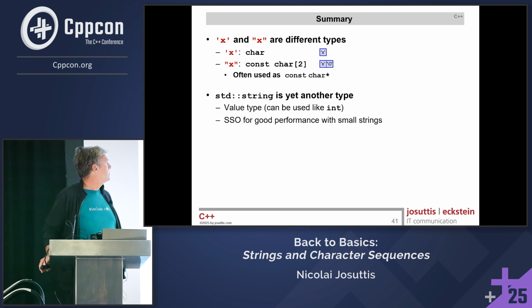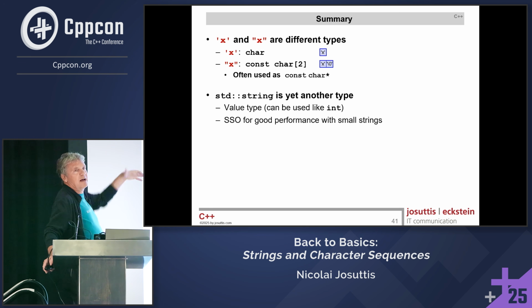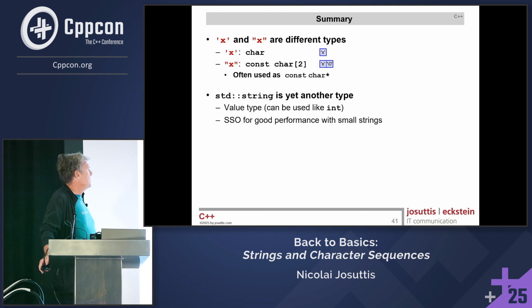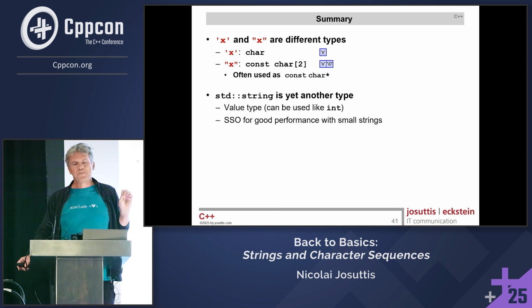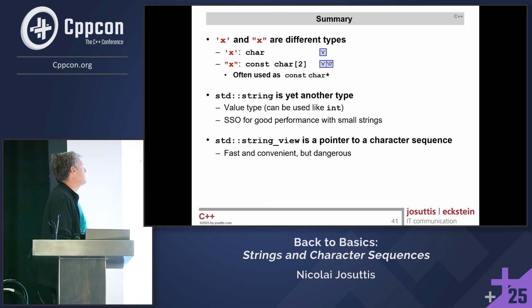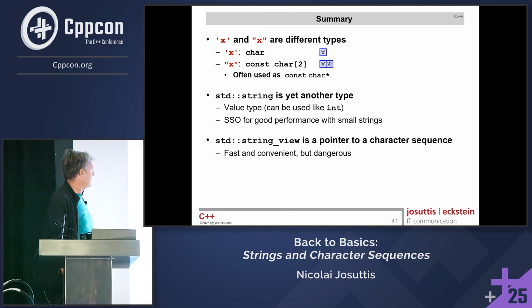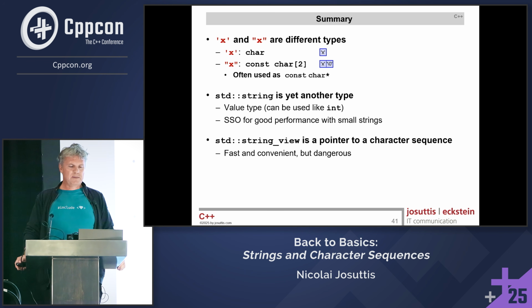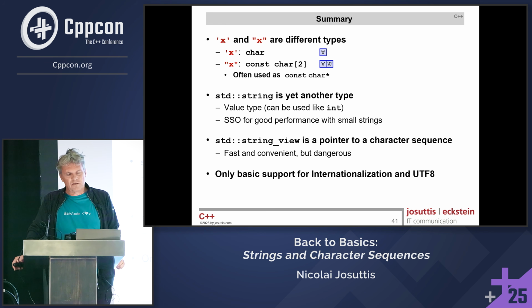String is yet another type, it's none of that. It's a different thing. It's a string holding its own value. It's a value type. It's good to use. It has a pretty okay performance until it gets really interesting, with short string optimization, which we saw, can sometimes for optimization be even counterproductive. String view is a pointer to a character sequence, fast and more convenient than raw pointers, but dangerous. You have seen that. And then we have only basic support for internationalization and UTF-8.